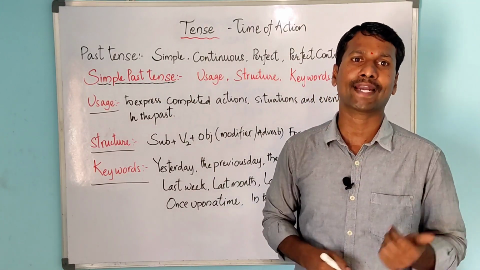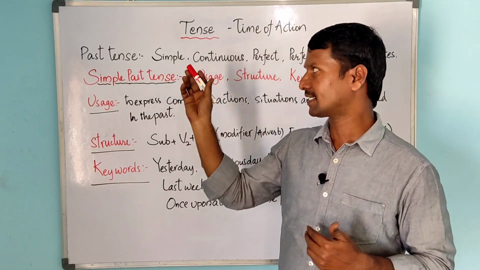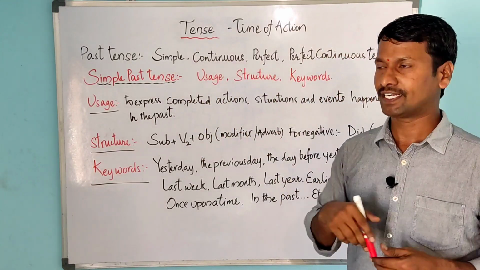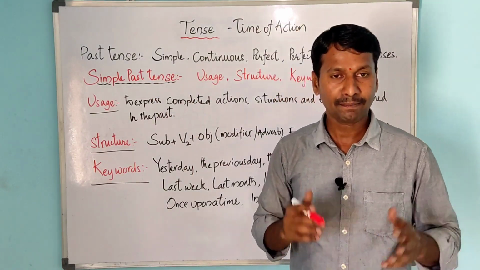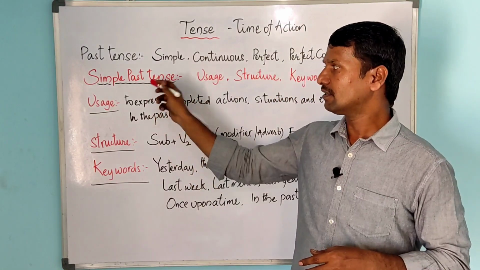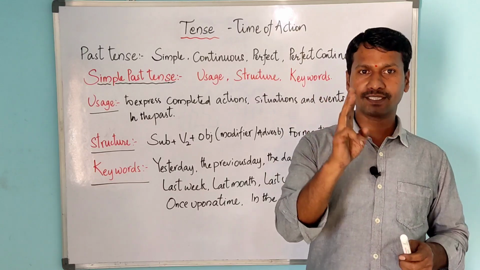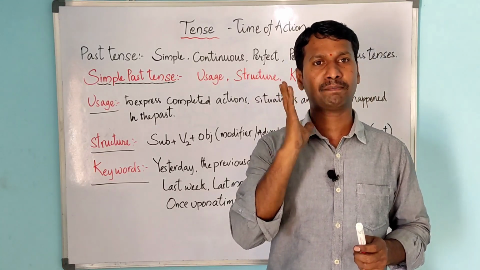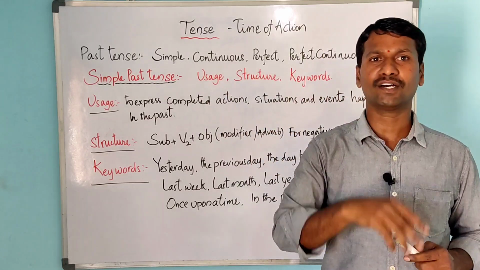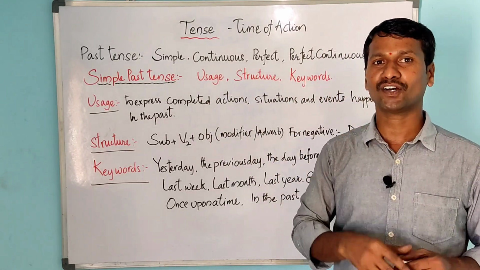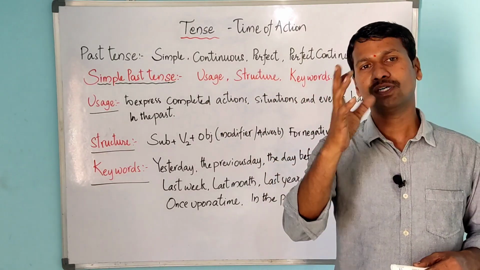Past tense is divided into four types: simple past tense, past continuous tense, past perfect tense, past perfect continuous tense. If you look at the simple past tense, the method I am introducing to you is this. When you are learning tenses, there are three things about that tense we have to remember perfectly: the usage of the tense, the structure of the tense, and the keywords of the tense.